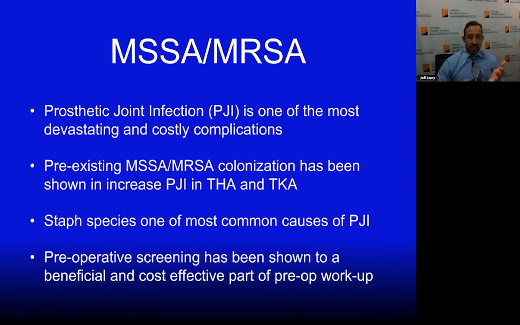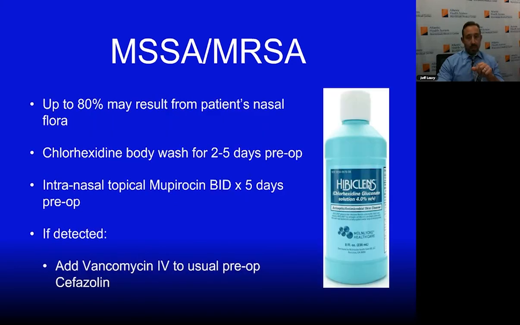Infections are probably the most devastating and costly complication that can happen after a joint replacement. As joint replacement surgeons, we're absolutely crazy about preventing these. They're absolute disasters when they happen. Pre-existing colonization has been shown to increase risk in both hip and knee. There's plenty of research to show that. Staph species is probably the most common cause of a prosthetic joint infection in the U.S. And preoperative screening has been shown to be beneficial and cost-effective. So all of our patients are screened prior to surgery.